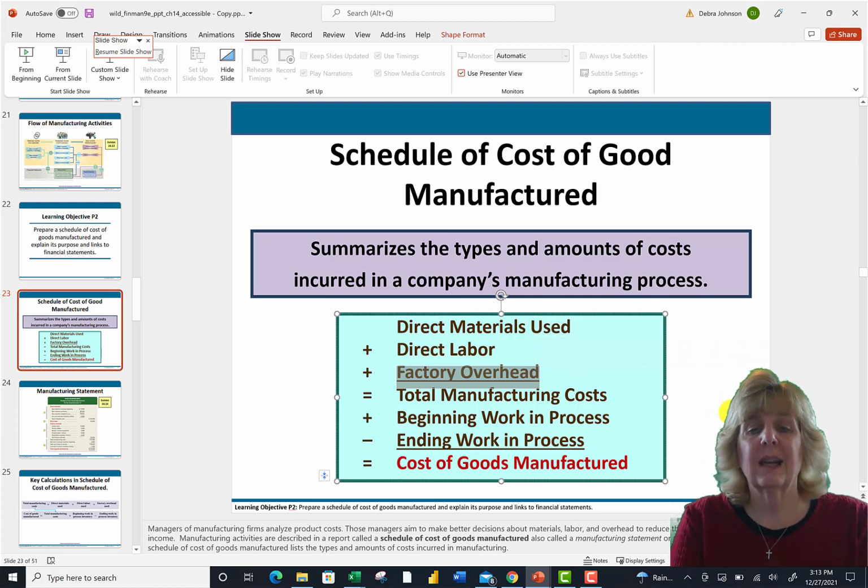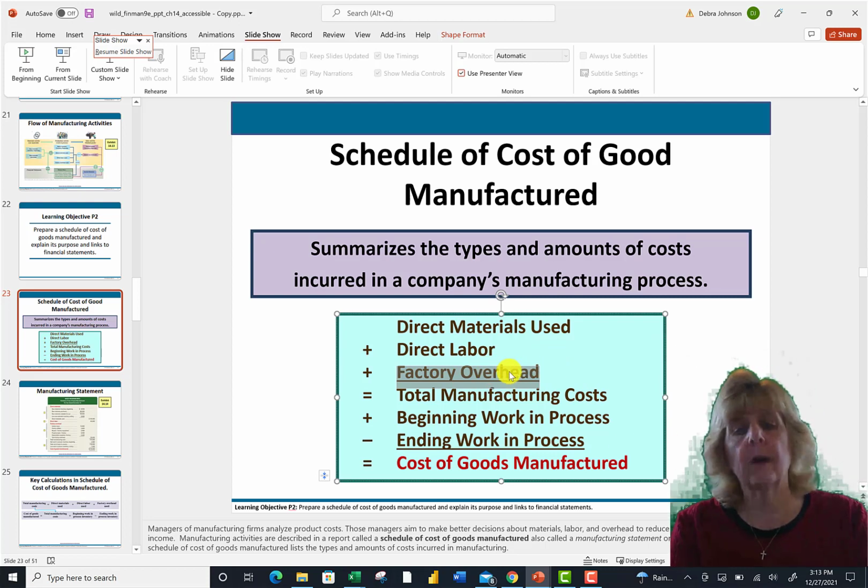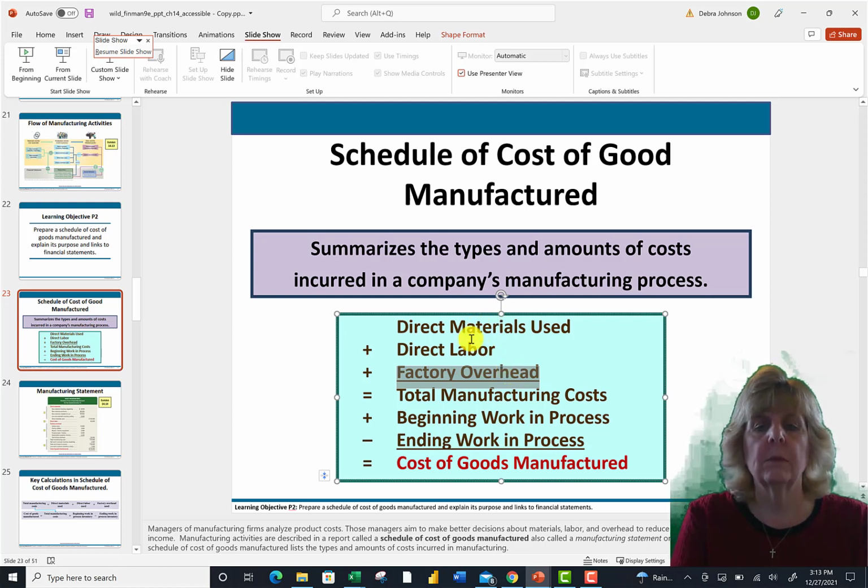Factory overhead is that catch-all product cost, which means they are, by their very nature, indirect product costs other than direct materials and direct labor. So it's, again, a catch-all net of all the manufacturing costs that are not materials and labor. We went through several exercises last time to give you examples of those.